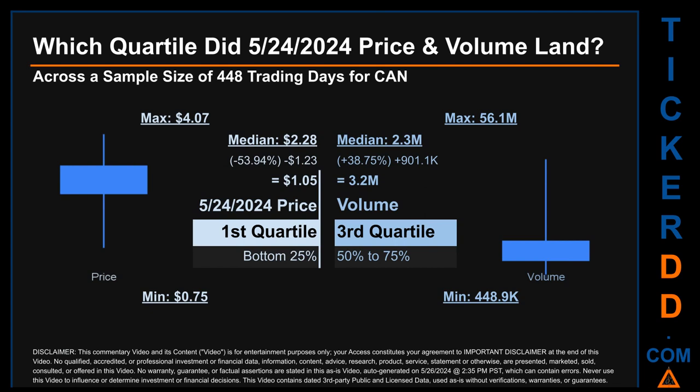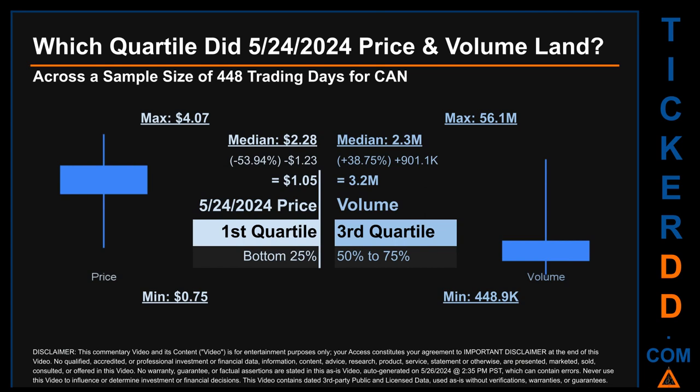The day's volume landed within the third quartile, that is within the 50% to 75% range of all sampled daily volume, which saw a max daily volume of 56.1 million and a minimum of 448.9 thousand. Quartiles tell us about the spread of a data set by breaking that data set into quarters, just like how the median breaks the set into half.